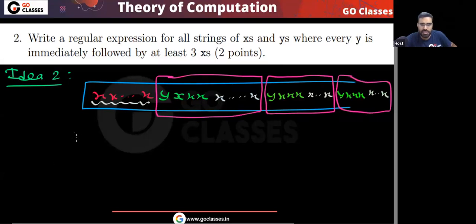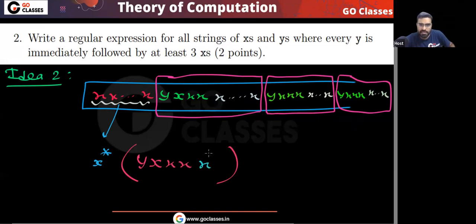So finally, your answer is what? Your answer is that any number of x can come. Then this structure can repeat any number of times. Which structure? x, x, x. This is x star. And this structure can repeat any number of times. This will be your answer.